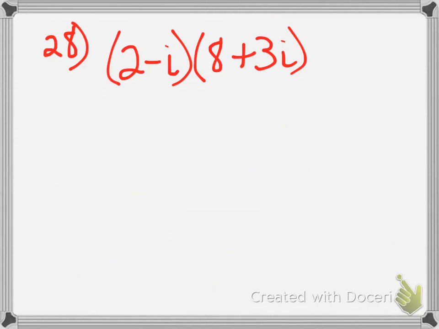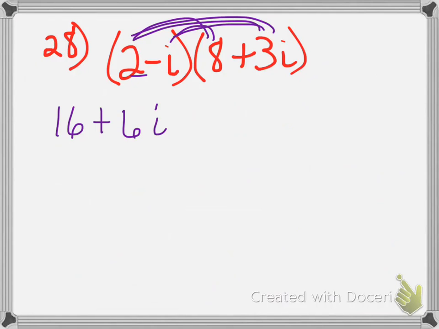Number 27, we're skipping. Number 28 is a multiplication problem. So I'm going to have to distribute and use FOIL. So 2 times 8 will give me 16, plus 2 times 3i, which is 6i, plus negative i times 8, which is negative 8i, plus negative i times 3i, which is negative 3i squared.